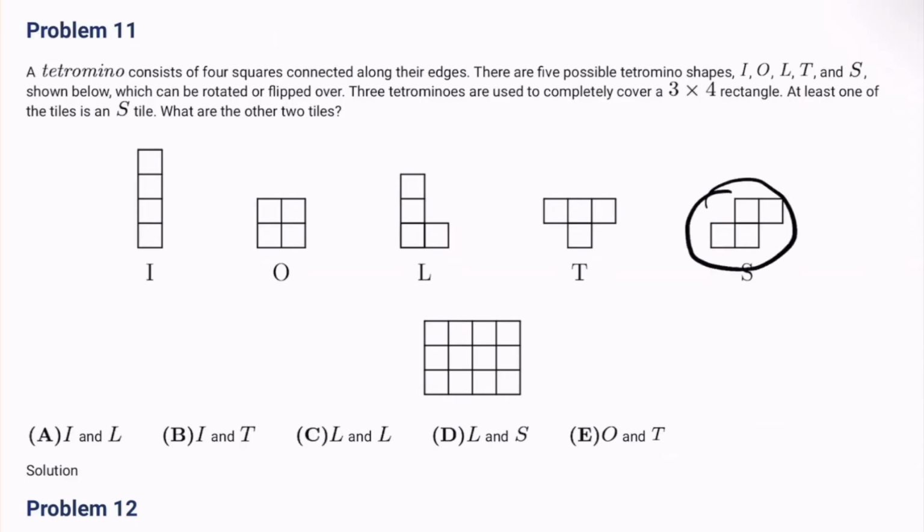So this is an S tile. Let's try to put it in here. What if we put it right over here in the middle? This problem is best solved by experimentation. So if I put it here, then I have 2 L-shaped pieces left. Hey, 2 L-shaped pieces. Let's just see. Okay.